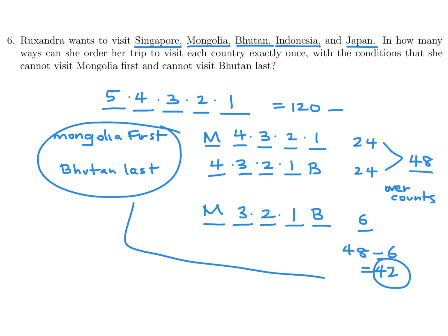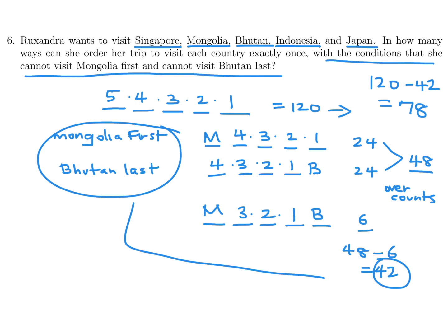So the total is 120. So you take the total and subtract from it what you don't want, and that gives you 78. And 78 answers the question: how many ways can she order her trip where she does not visit Mongolia first and does not visit Bhutan last.